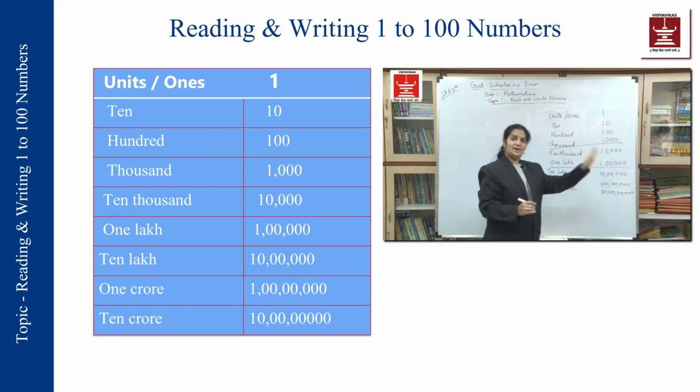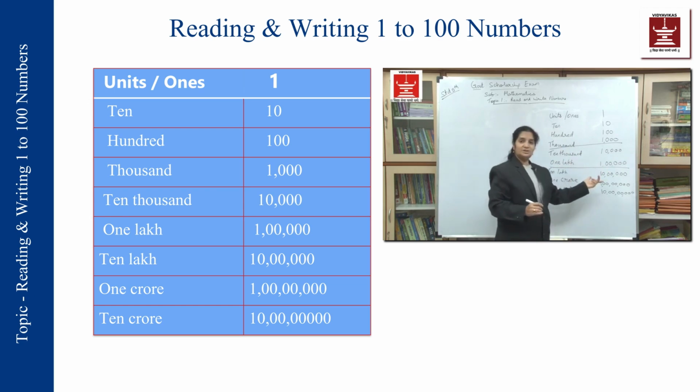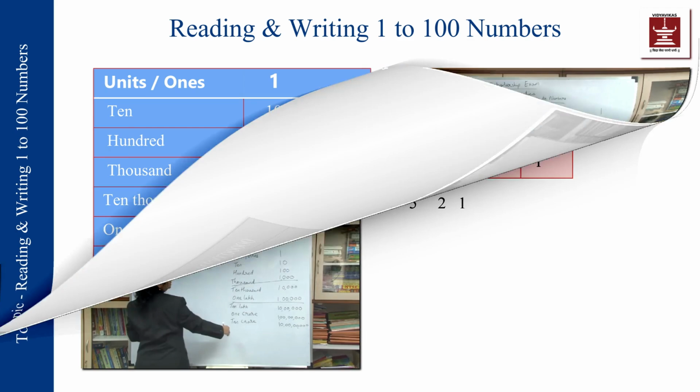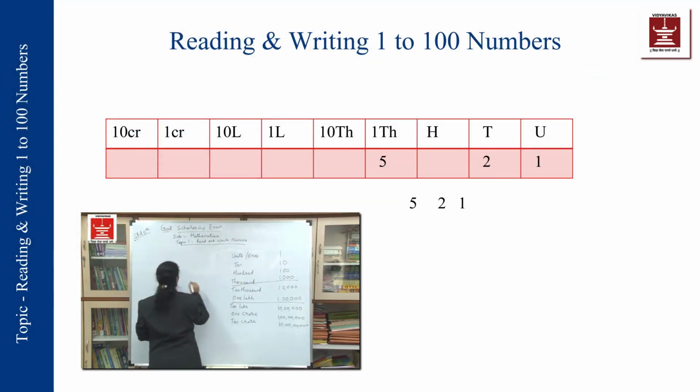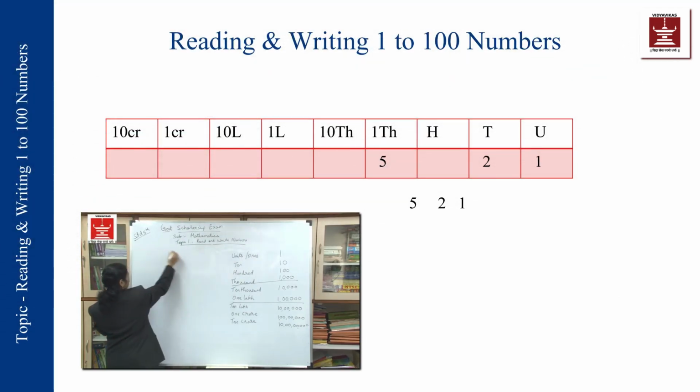How many digits do I have on my right hand side? That is what I am supposed to know. The total number of digits will be 6 digits. 10 lakhs, 7 digits. 1 crore, 8 digits. So I need to know the number of digits also. Okay, fine. Now if I write this in this format, see the way it grows.